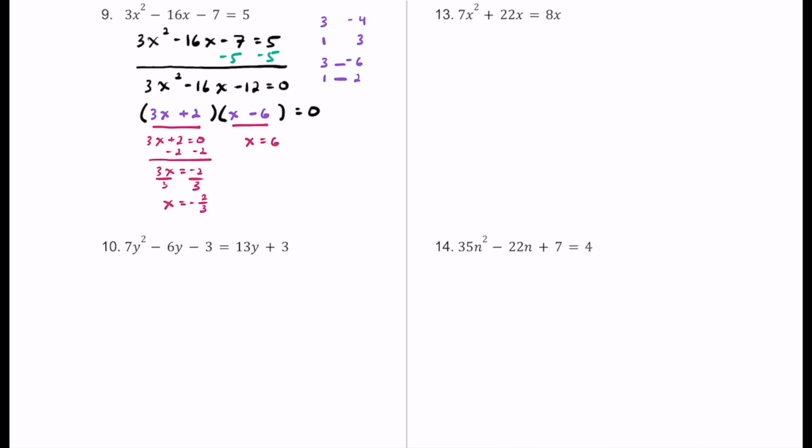Okay, there's two solutions here. One's going to be negative 2/3 comma 0. So if x was negative 2/3, y would be 0. And if x was 6, y would be 0. So those would be the two solutions, or two x-intercepts.